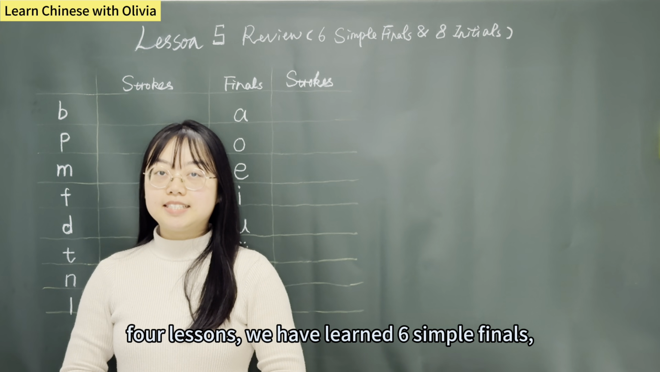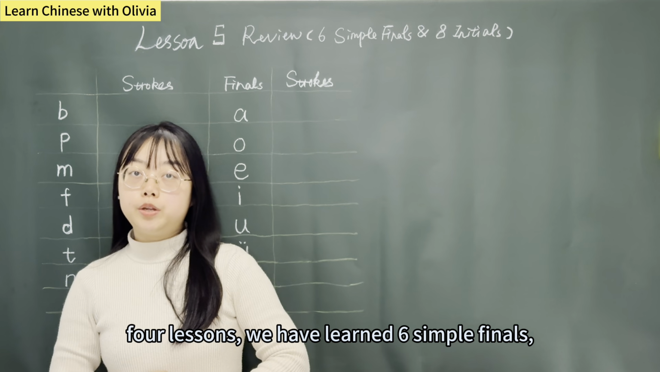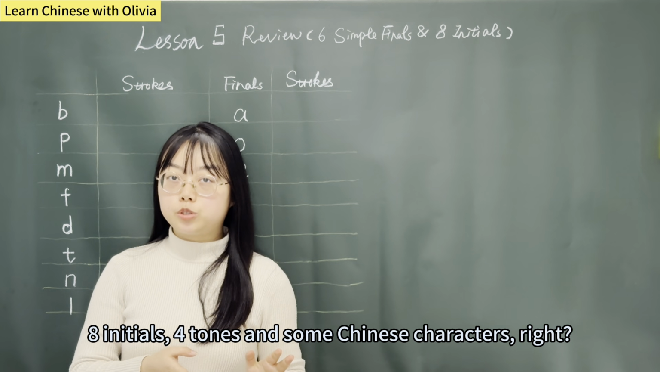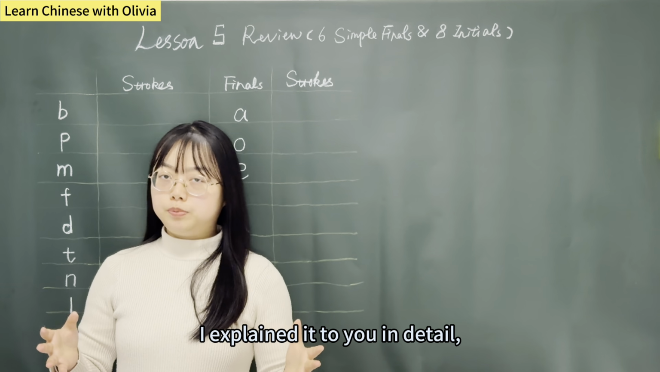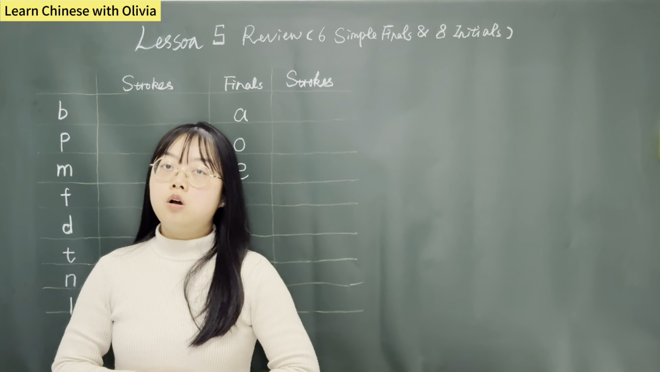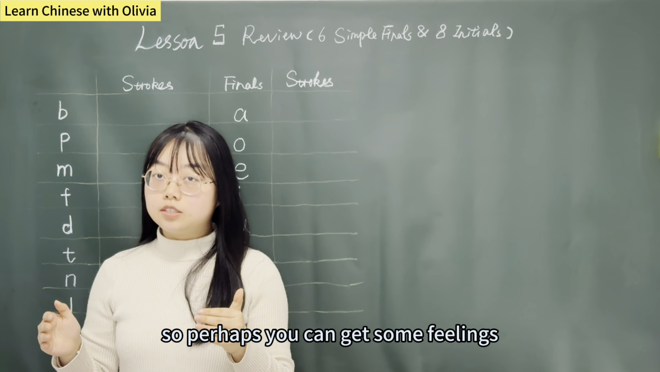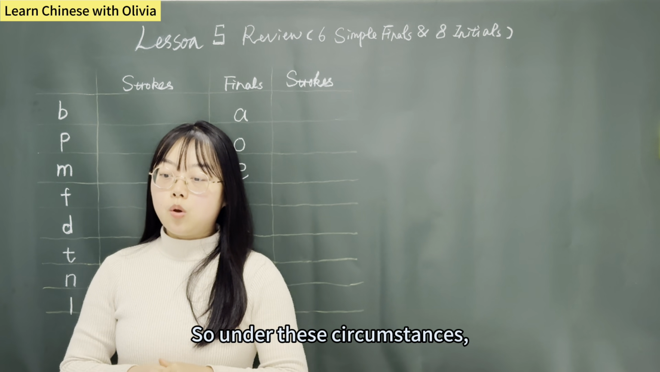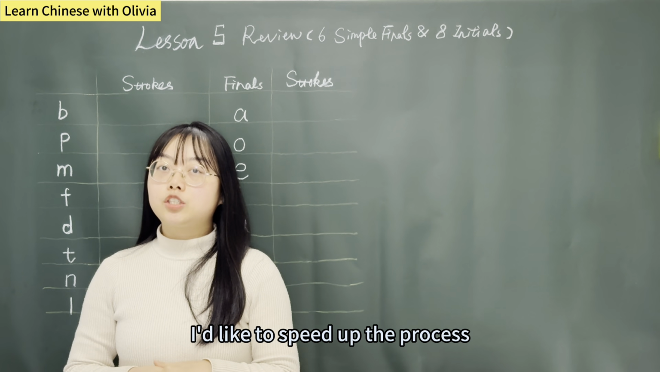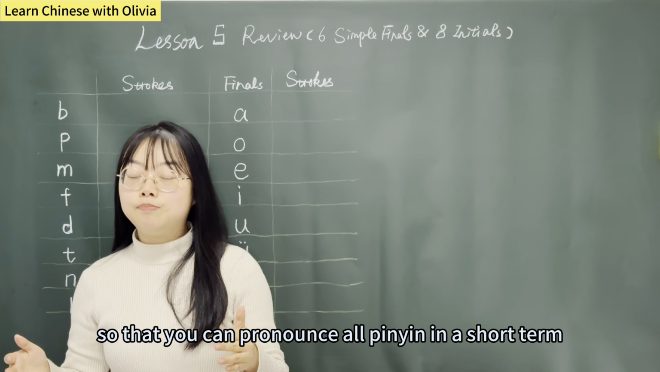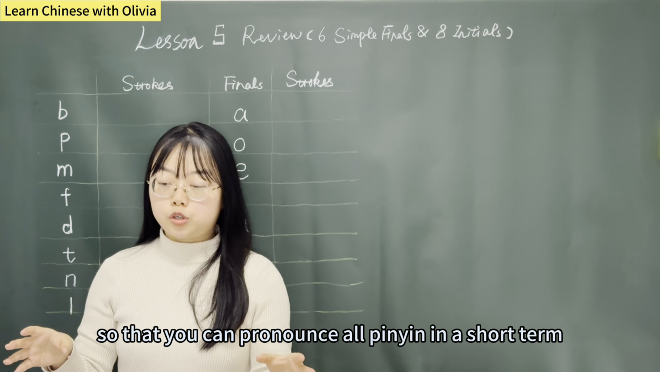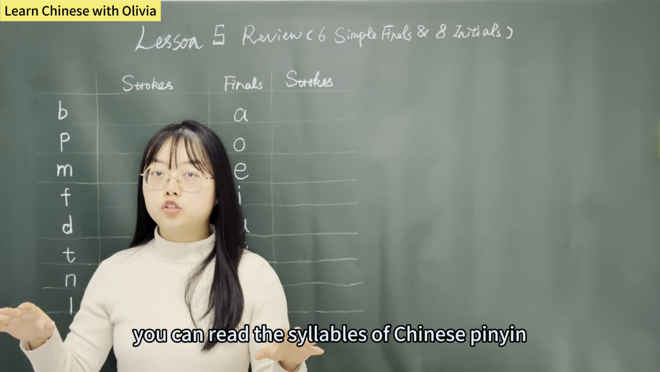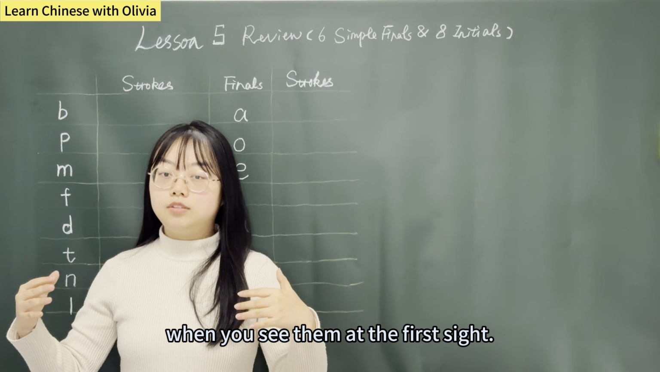In the first 4 lessons, we have learned 6 simple finals, 8 initials, 4 tones, and some Chinese characters, right? I explained it to you in detail, so perhaps you can get some feelings, or you have already found the proper way to learn Chinese. So under these circumstances, I'd like to speed up the process so that you can pronounce all pinyin in the short term. And as for further, you can read the syllables of Chinese pinyin when you see them at first sight.